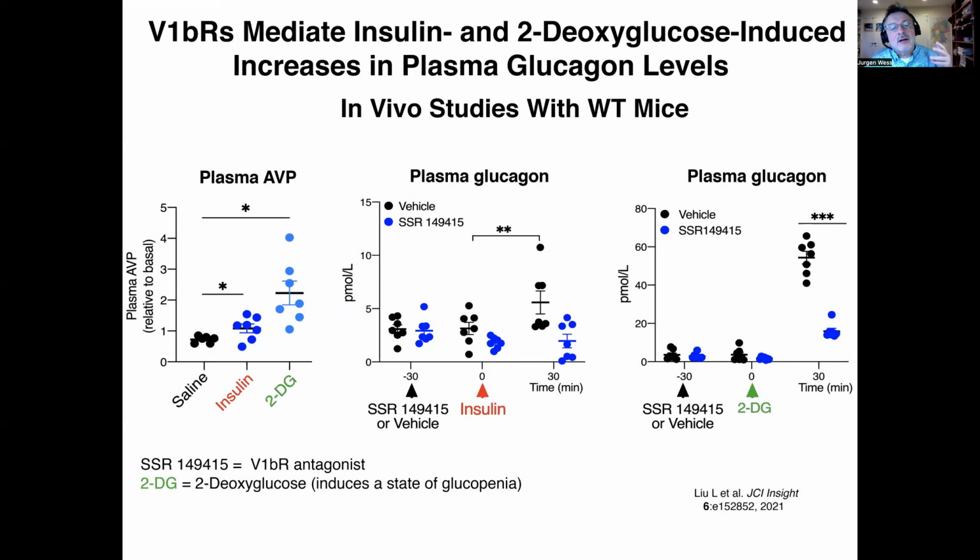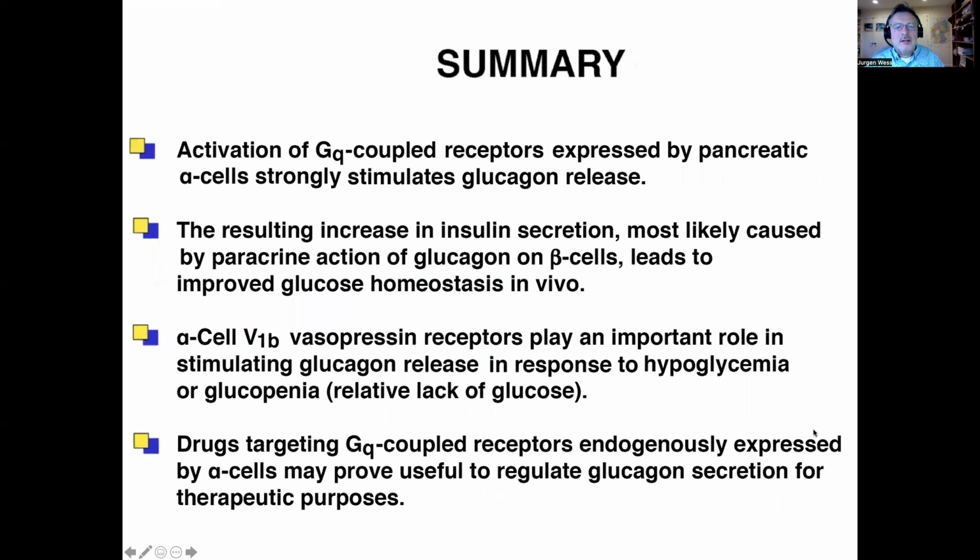So these data strongly suggest that hypoglycemia leads to an increase in plasma AVP, which then acts on vasopressin 1b receptors, most likely on alpha cell V1b receptors, to promote glucagon release to restore euglycemia. So these findings are summarized here.